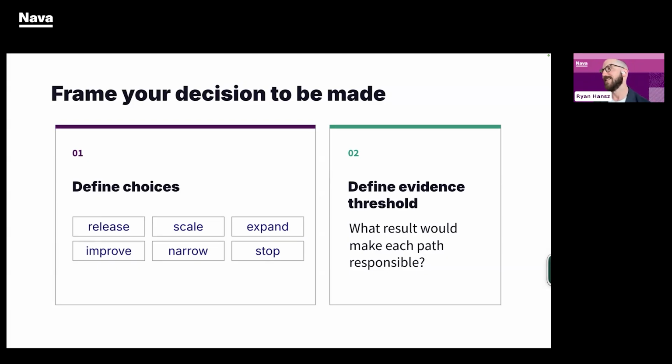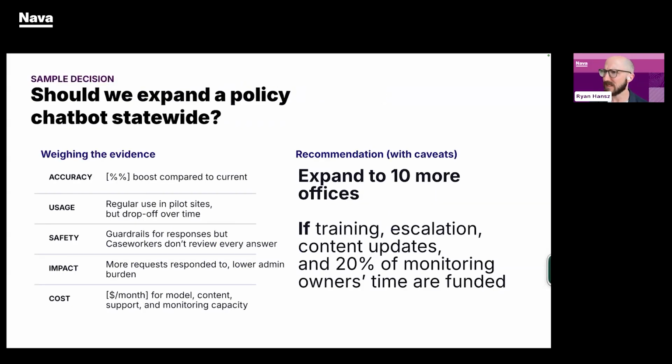And then for each of these choices, the process of defining the evidence threshold. I wish there was a clear-cut rule for this, but I think this is really a conversation every team needs to have about how they determine what the threshold is for whichever choice they're trying to make. So what result would make each path responsible? And again, to illustrate, this is a hypothetical decision, but we could imagine ourselves thinking about whether to expand this policy chatbot statewide.